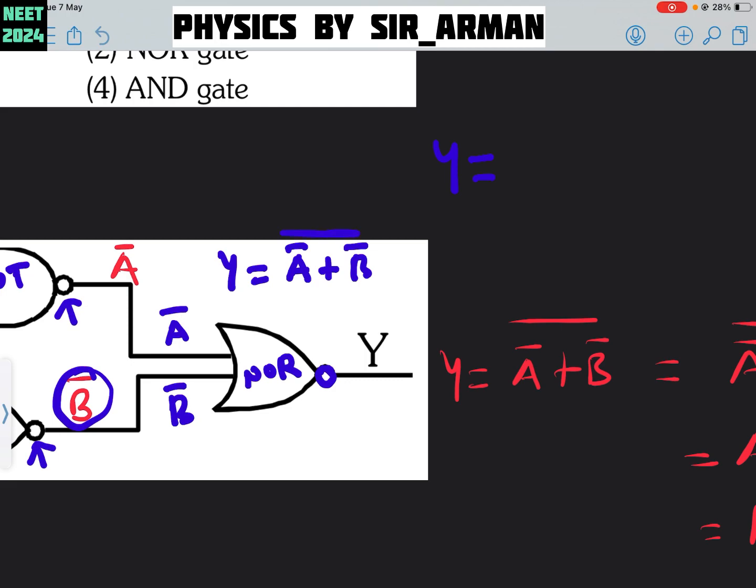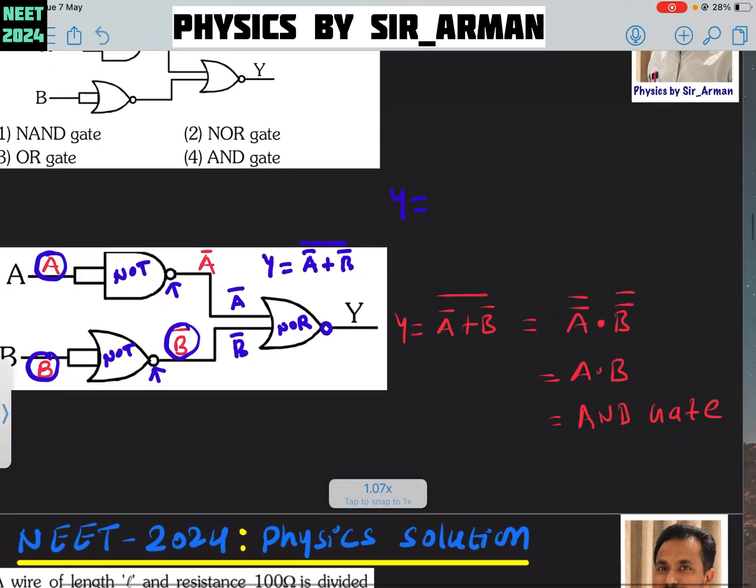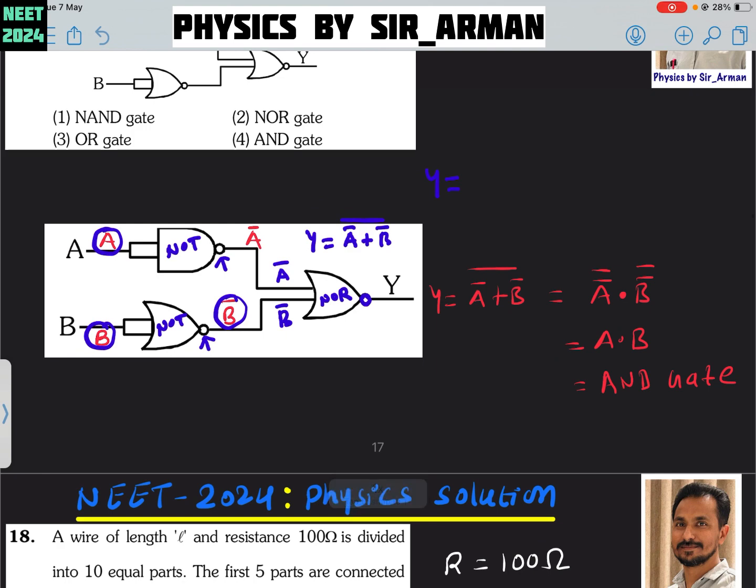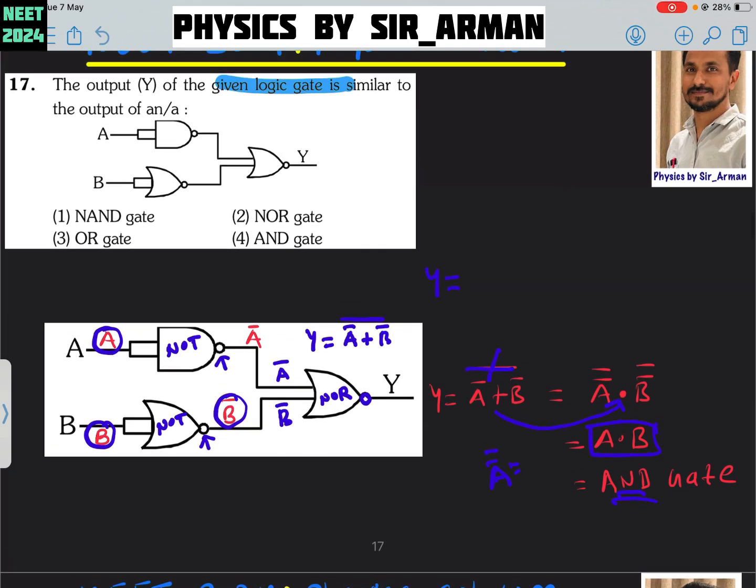So we put a bar on this for the final expression. The output will be A bar plus B bar, the whole bar. Now a very easy trick: break the bar, change the sign. I have broken this bar and changed the sign from plus to dot. So A double bar becomes A and B double bar becomes B. So A dot B is similar to an AND gate. So this behaves as an AND gate.